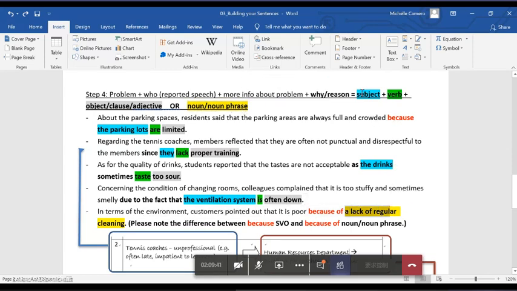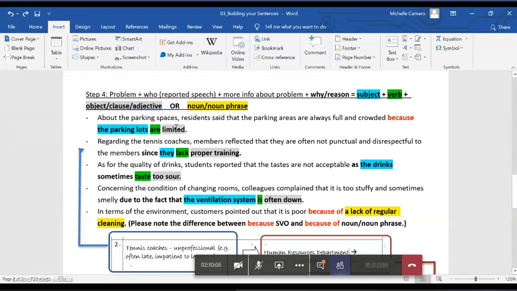You'll notice all the other ones, the blue, green, gray, we've got that here, here, here, and here, okay? All right, so remember, after the problem, you talk about the people who complained, reported speech, then you give more information about the problem, and then you can include the why or the reason, okay? And you have 2 ways to talk about that. So here are the examples.